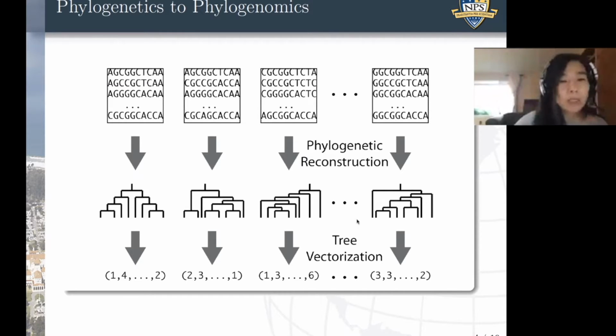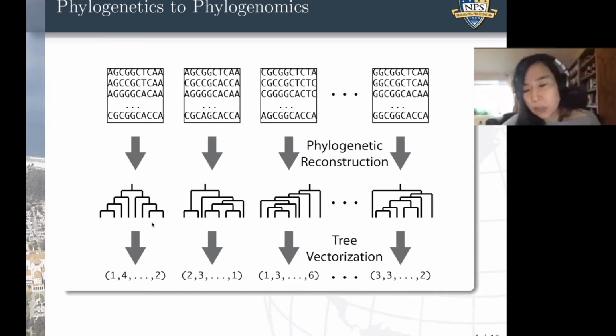Okay, so from there we have a sample of phylogenetic trees, a bunch of trees, and in order to do statistical analysis on a set of trees, we have to do something. We can vectorize each phylogenetic tree somehow, and I will explain that.